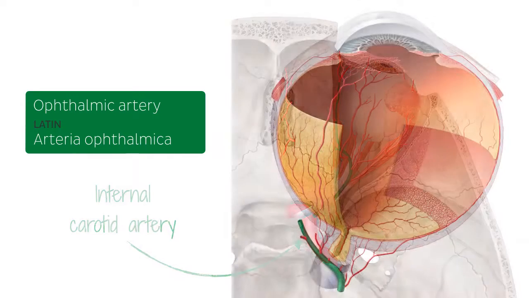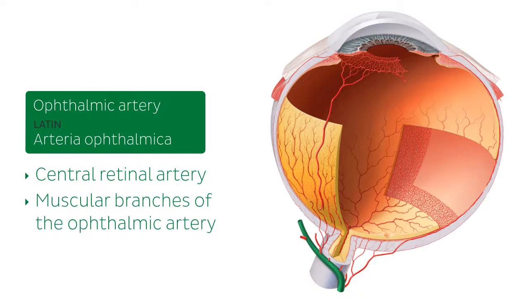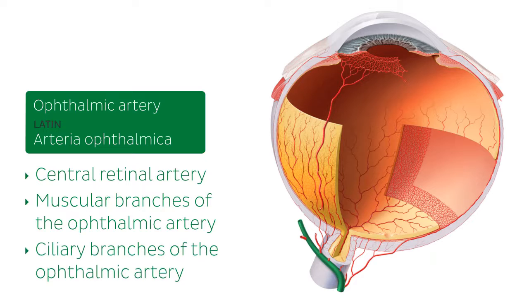In the next image, we can see branches coming off the ophthalmic artery. The branches of the ophthalmic artery are grouped into orbital branches and ocular branches. In this tutorial, we will only focus on the ocular branches. The ocular branches can be grouped into three categories. These are the central retinal artery, the muscular branches of the ophthalmic artery, and finally, the ciliary branches of the ophthalmic artery. So now let's further discuss each of these branch groups.